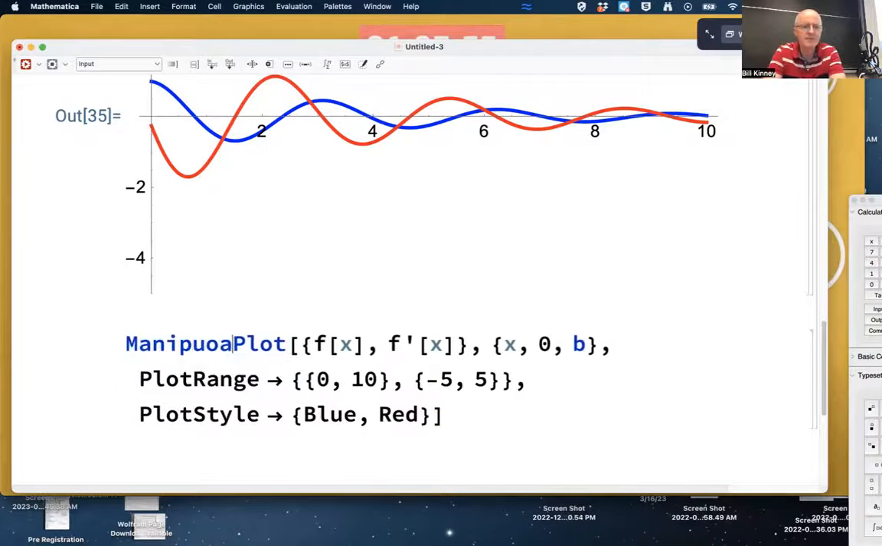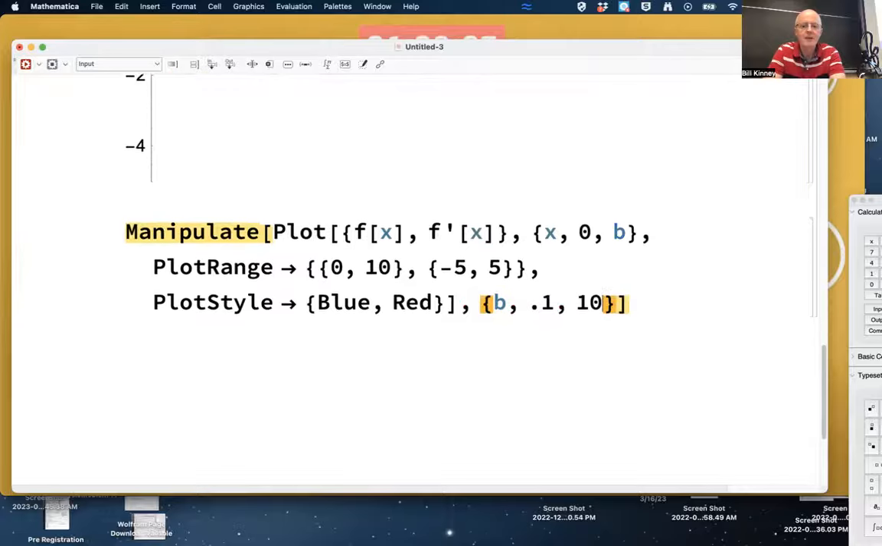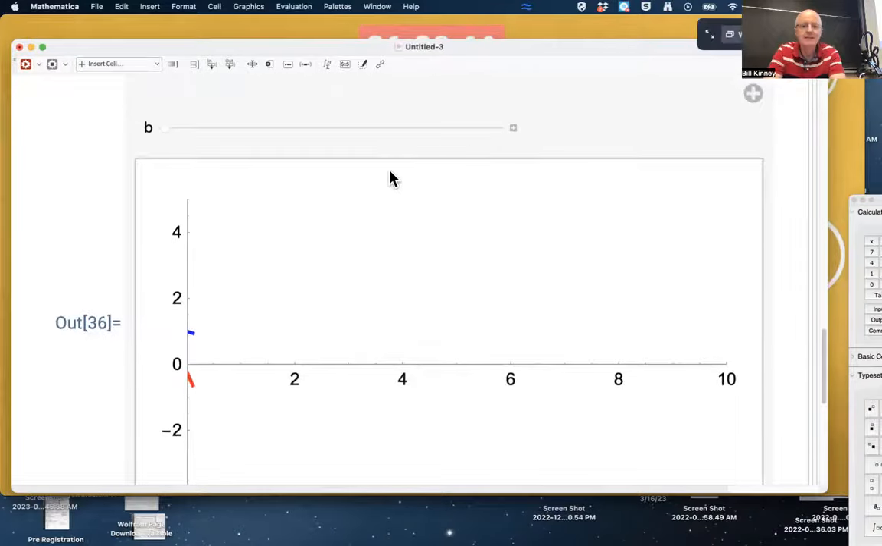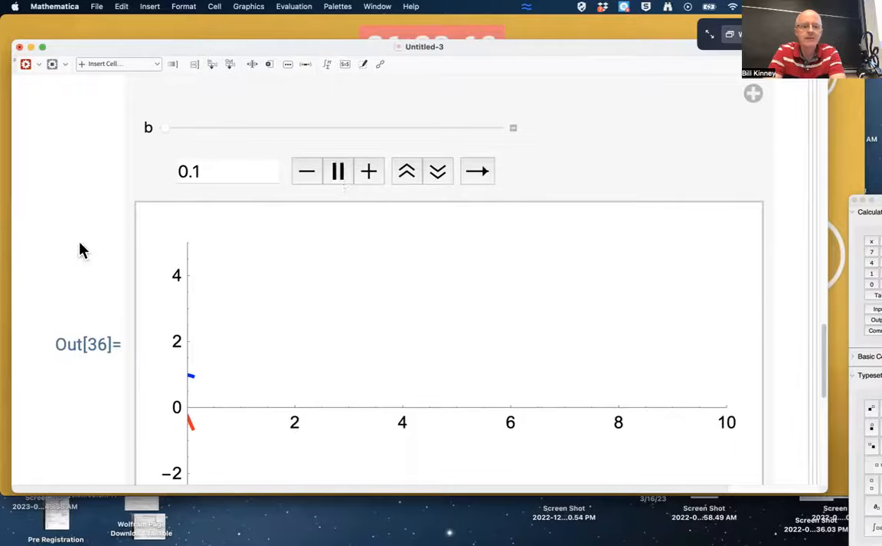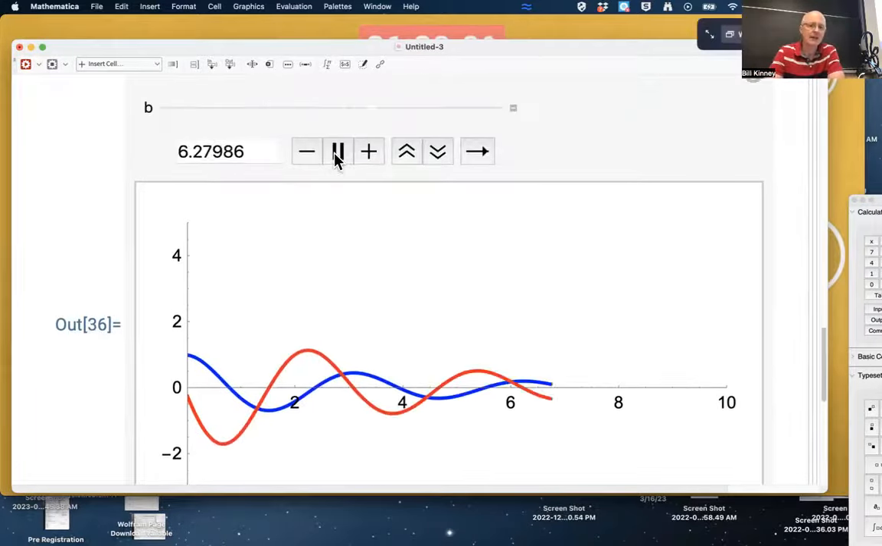I'm going to put this plot inside another command called Manipulate. Don't worry about the syntax. I'm going to start B at 0.1 and let it go up to 10. And the graphs get animated once I play this. That's like I'm watching the graphs happen over time, as one example animation I can do.